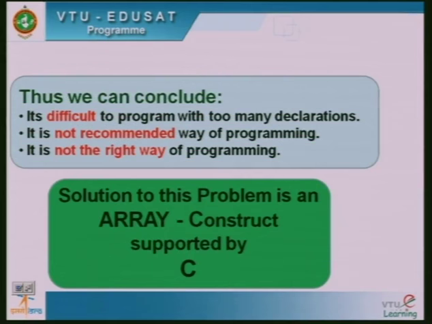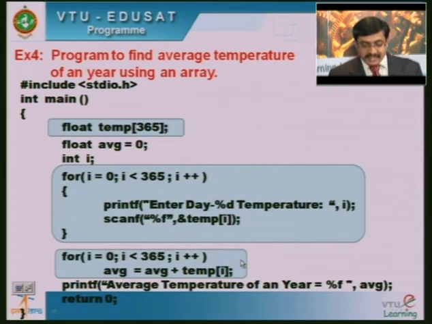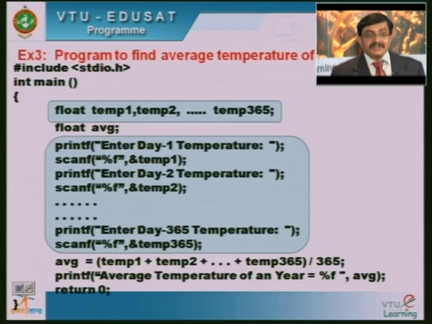The C language provides a construct called arrays, which can be used efficiently. Now, look at this particular code to compute the average temperature of a year, but here I am using an array. You can see that in the previous program I was using 365 different declarations, 365 different printf statements, 365 different scanf statements, and all that.